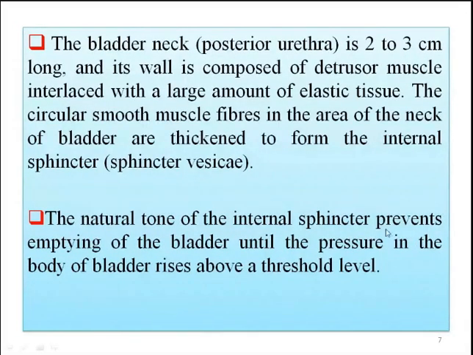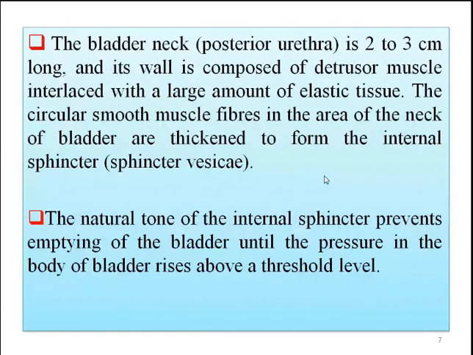The bladder neck or the posterior urethra is 2 to 3 centimeters long and its wall is composed of detrusor muscle interlaced with a large amount of elastic tissue. The circular smooth muscle fibers in the area of the neck of bladder are thickened to form the internal sphincter. So this is the important term, internal sphincter or sphincter vesicae.